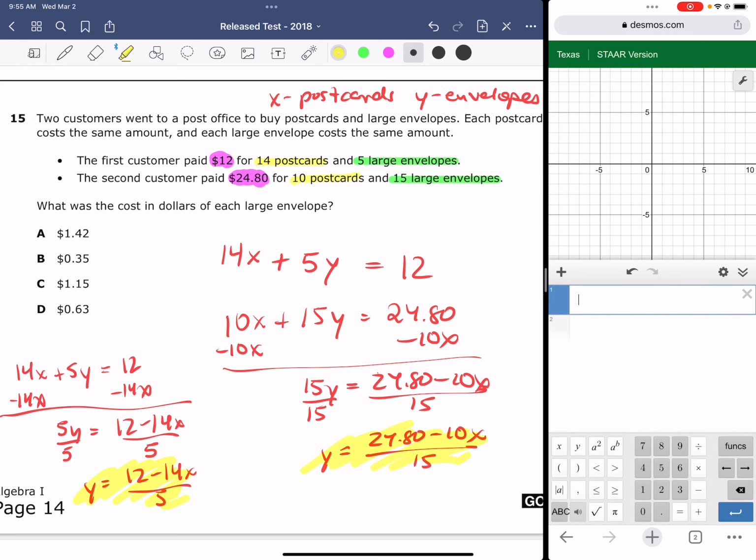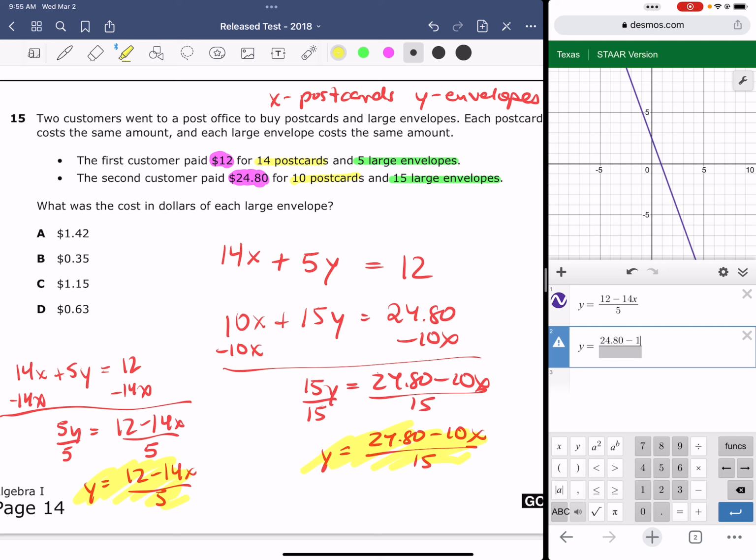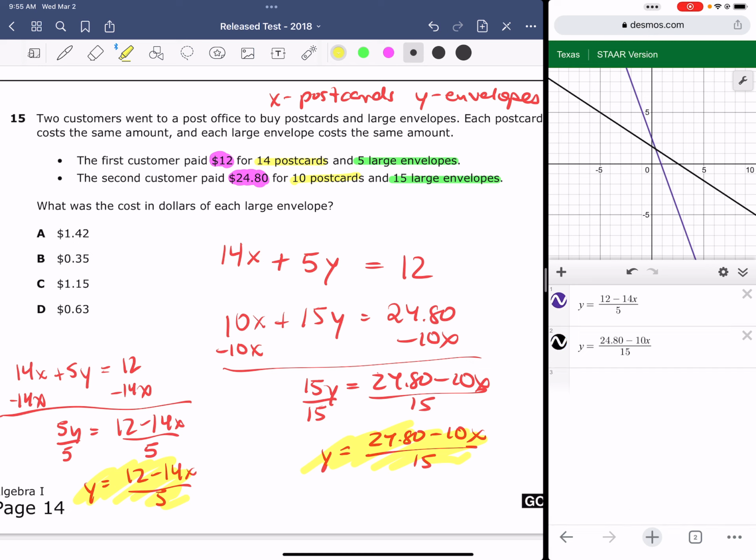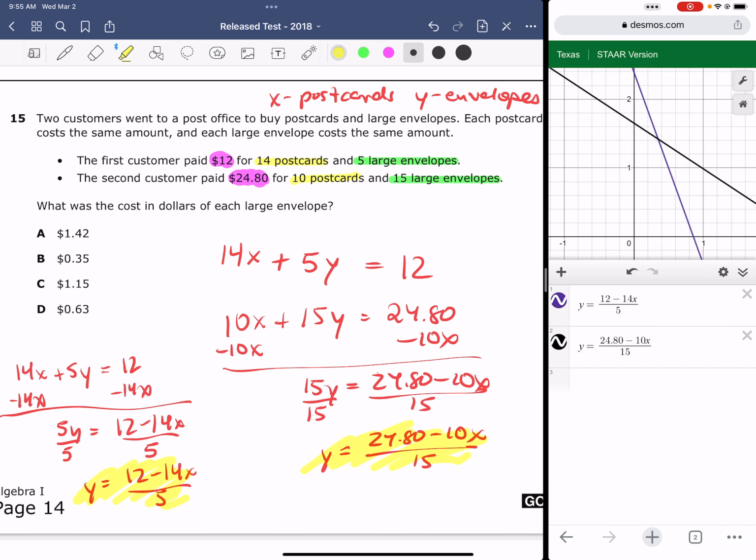In line 1, we will have y equals, then create a fraction by hitting the division button and hitting 12 minus 14x divided by 5. In line 2, we'll do the same thing, 24.80 minus 10x, all divided by 15. The intersection point is going to be found right here where the 2 graphs intersect, and we get the ordered pair 0.35, comma 1.42. So writing that down, we have 0.35 and 1.42.